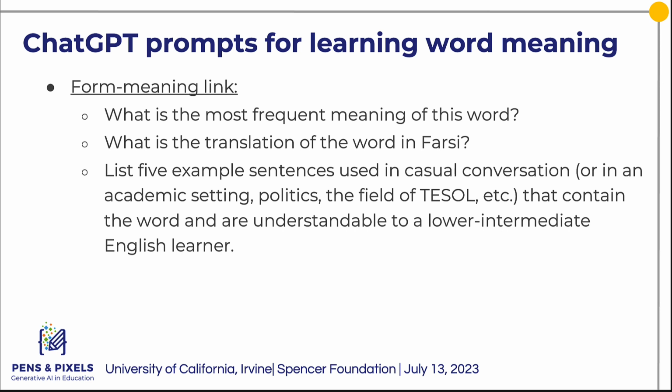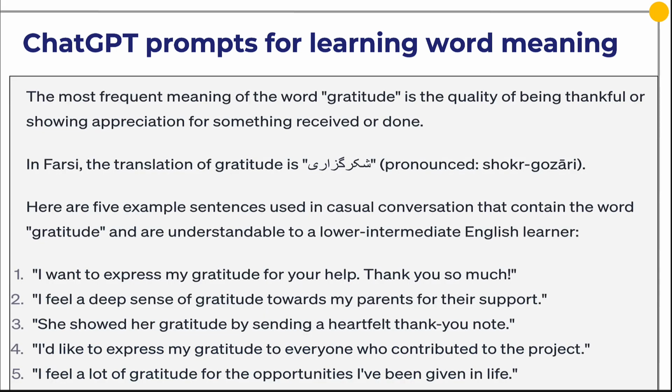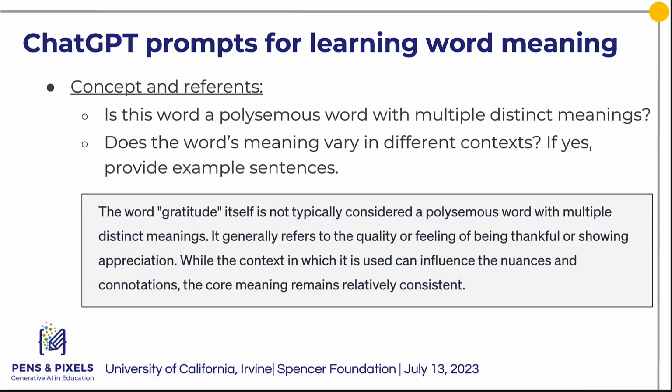The learner could ask for the most common meaning of the word, the translation of the word in their first language, as well as example sentences. The learner could customize these example sentences by asking for a particular topic, register, or proficiency level. This is ChatGPT's response to these prompts. Next, one could ask if the word has more than one meaning or whether its meaning can vary in different contexts.